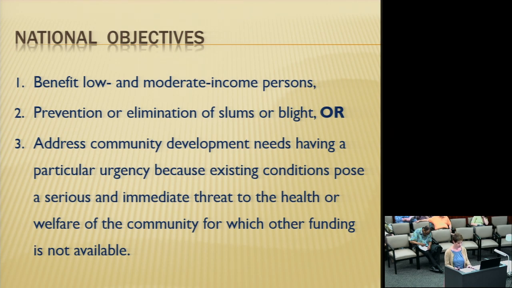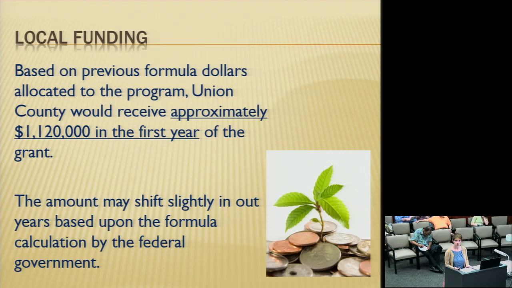mentioned before: prevention or elimination of slums or blight, and then it must address community development needs having a particular urgency because existing conditions pose a serious and immediate threat to the health or welfare of the community. Based on the previous formula dollars allocated to the program, as I mentioned before, Union County would receive approximately $1,120,000 in the first year of the grant. And the amount, of course, may shift in out years based on the formula by the federal government.